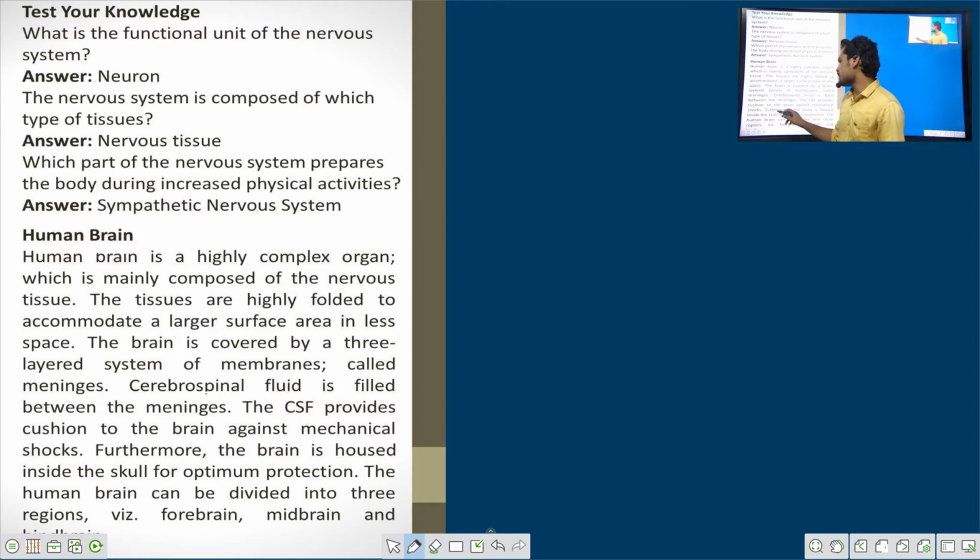Further, the brain is housed inside the skull for optimum protection. The maximum protection is provided by the skull, where the damage to the brain is highly reduced. In a rare scenario, the force of impact will be so high that the skull may break and the injury may affect the brain.